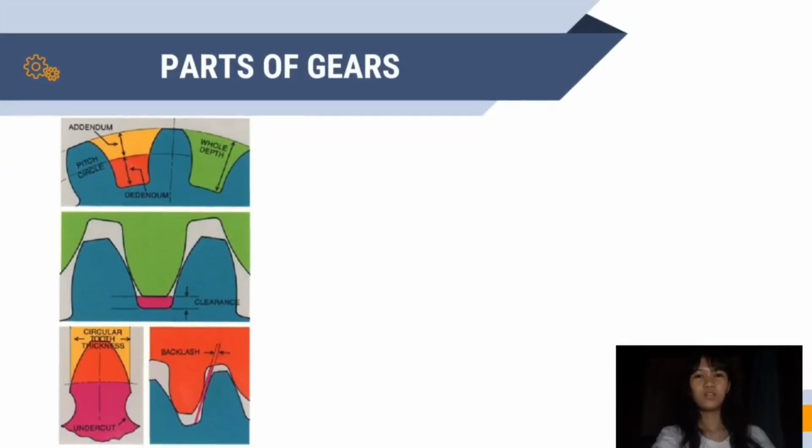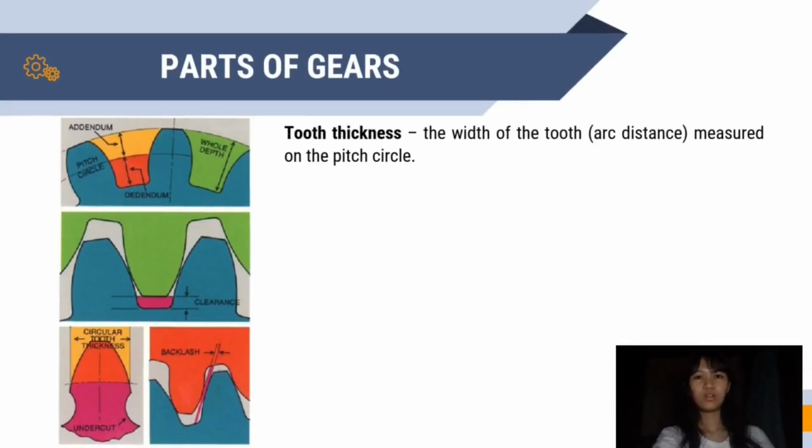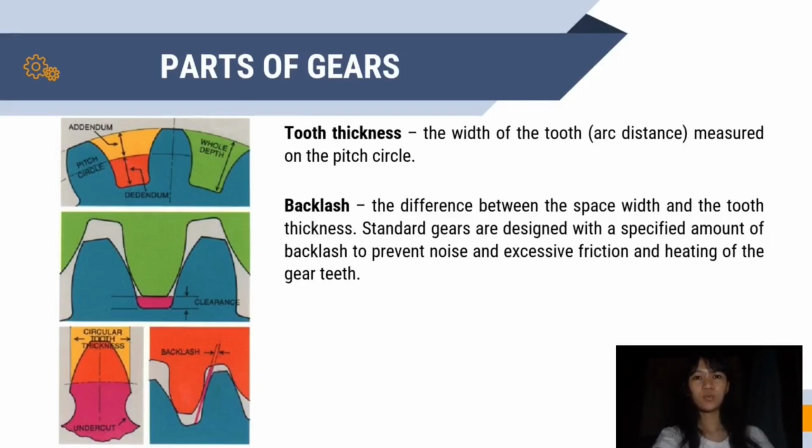Tooth thickness is the width of the tooth measured on the pitch circle. Backlash is the difference between the space width and the tooth thickness. Standard gears are designed with a specified amount of backlash to prevent noise and excessive friction and heating of the gear teeth. Backlash is achieved either by decreasing tooth thickness slightly or increasing tooth space on one or both members, or by increasing center distance between gears. This prevents binding and compensates for the effects of thermal expansion, machining, and installation variation.